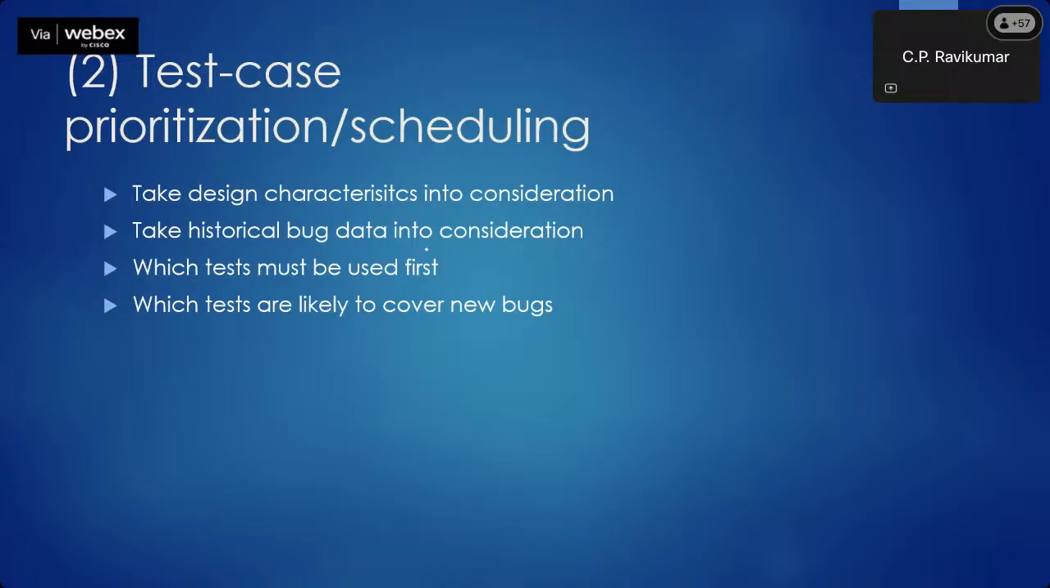Then, like I said, which tests must be used first? This I already mentioned. And what tests are likely to cover new bins? See, you have reached a stage where you are seeing that the coverage is sort of converging at 78%, whereas your target was 90. So how do we come out of this?